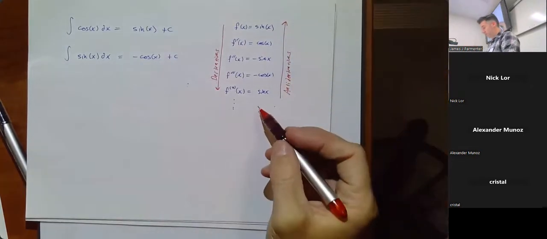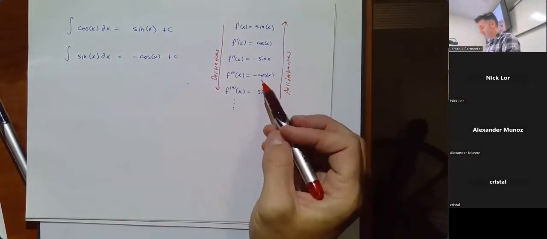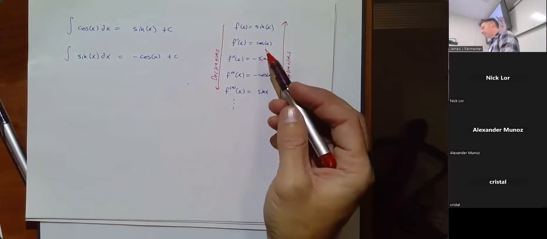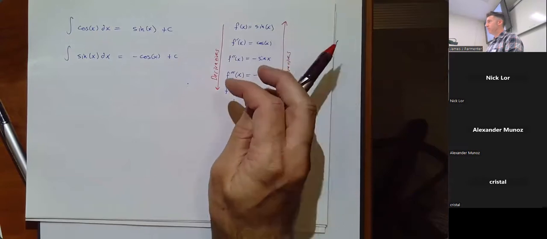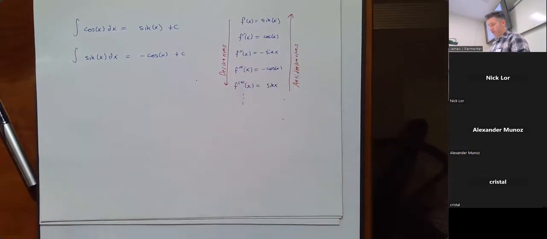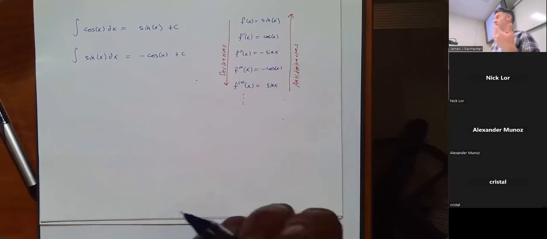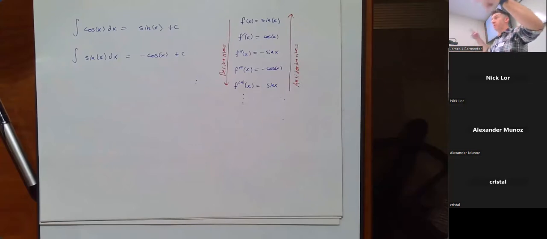So the antiderivative of sine is negative cosine. The antiderivative of negative cosine is negative sine. The antiderivative of negative sine is positive cosine. The antiderivative of positive cosine is positive sine. This is useful for other things. Later on, when we talk about integration by parts, it is going to be nice to know that the derivatives of sine and cosine have this kind of cyclical thing where they just keep going back on each other eventually.